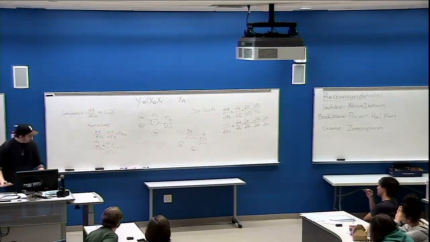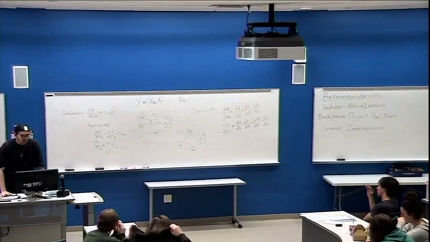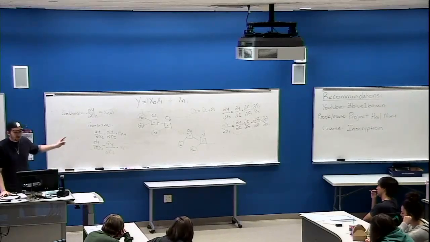Okay. So this is all well and good. We now have a for loop to calculate these derivatives. Is there any problem with this?